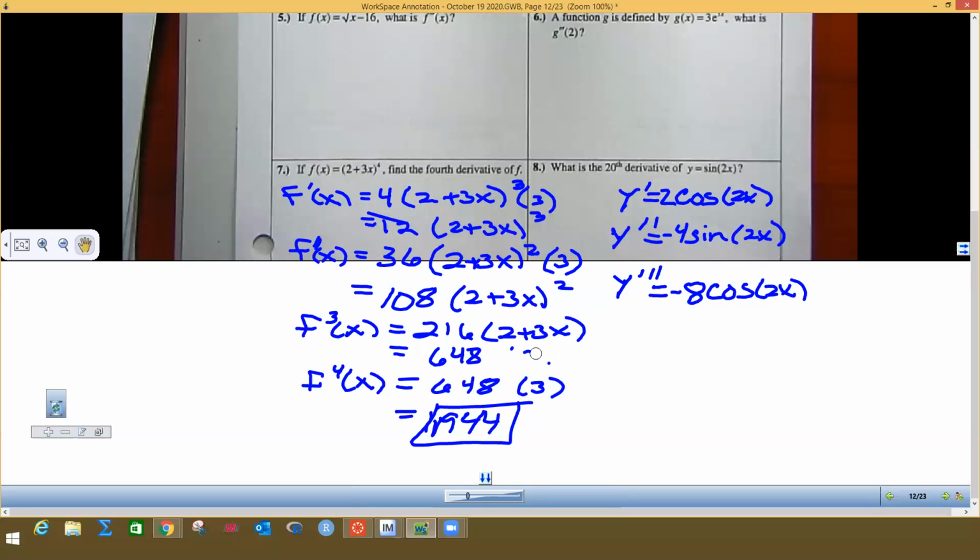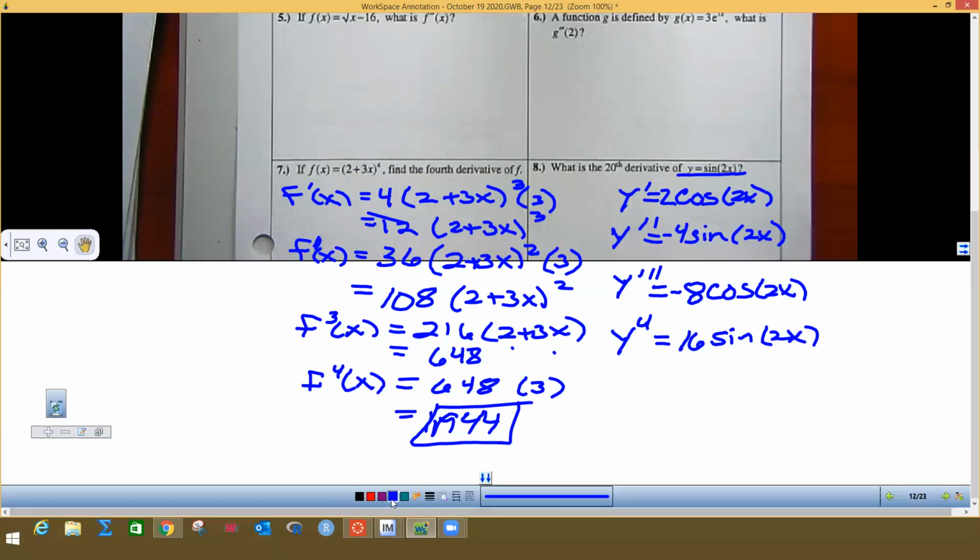And I'm going to keep going here. I'm going to do the fourth derivative, which again, I got the negative 8 in front. The derivative of cosine is negative sine of 2x times 2. So now I'm going to take the derivative of this 2x, which is 2, and it's a negative 2 times a negative 8, which gives me 16 sine 2x. And this is very much close back to where we started right here.